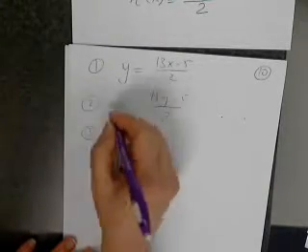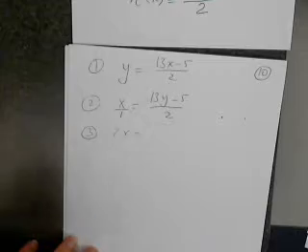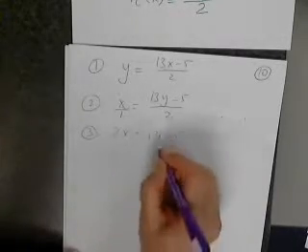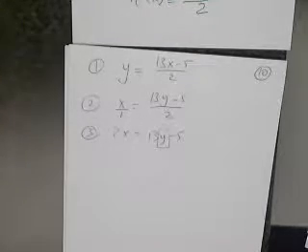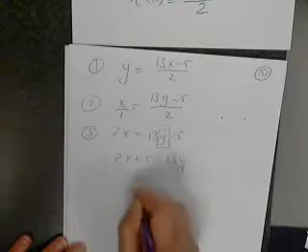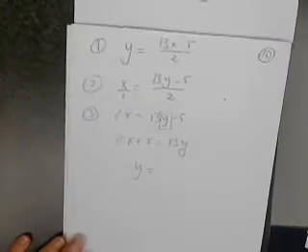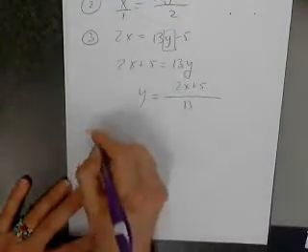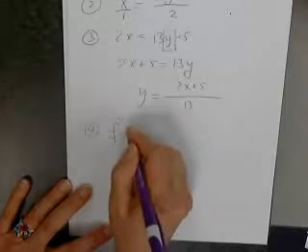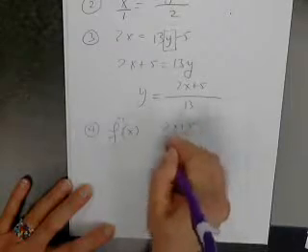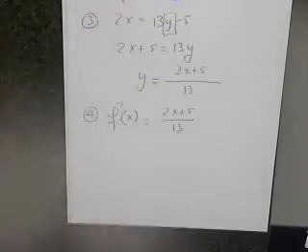Good. So then 2x equals, I'm solving for y. What should I do next? So that's the final step. Step 4, I replace y by f inverse. 2x plus 5 over 13.